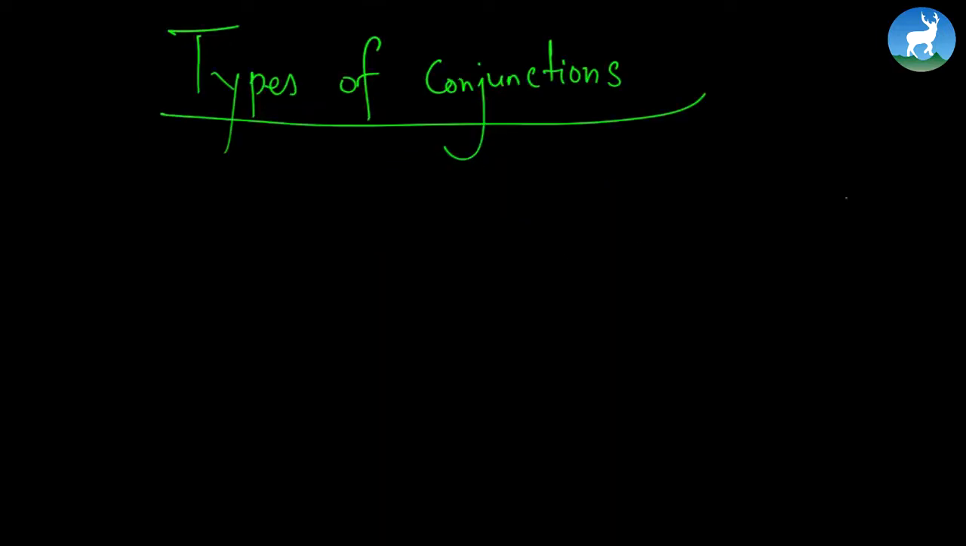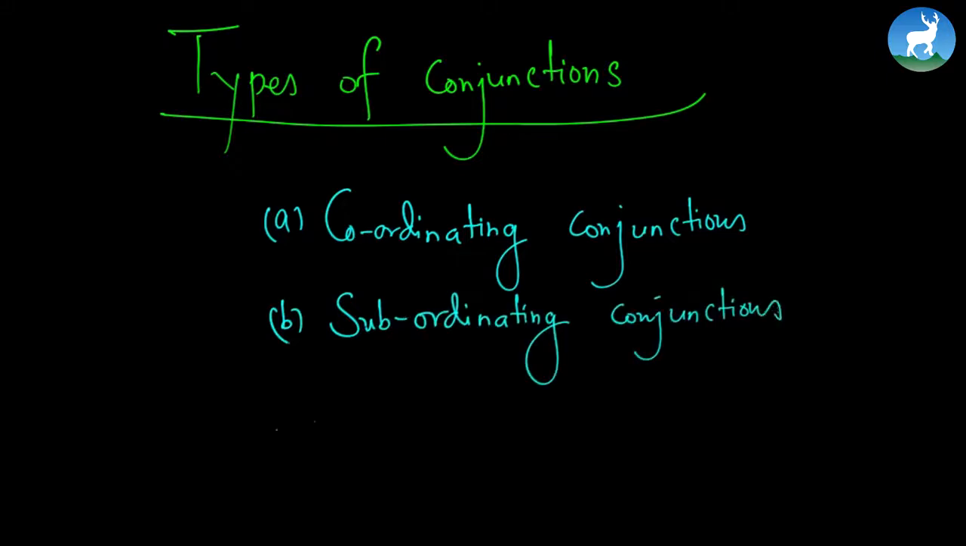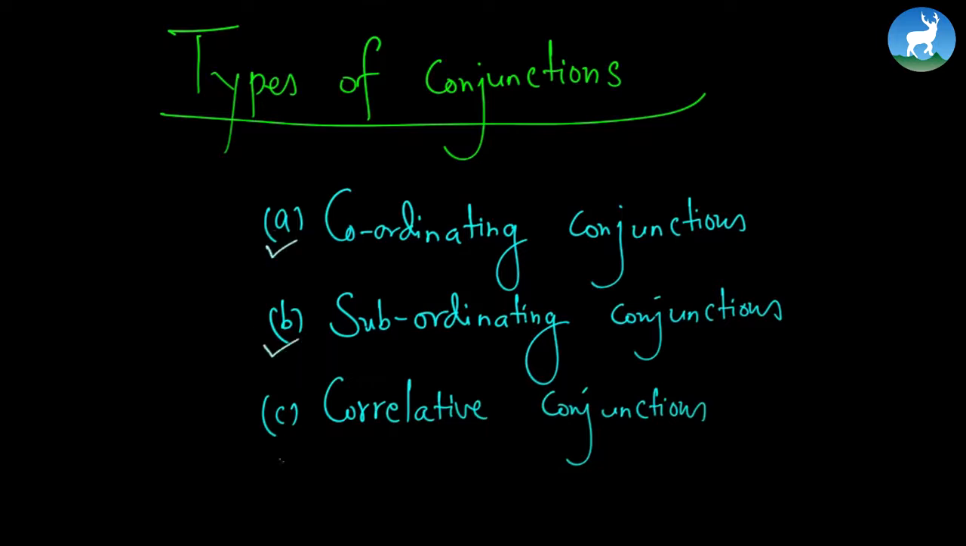There are three kinds of conjunctions based on what they join, so based on their function. The first one is what we call coordinating conjunctions. The second one is what we call subordinating conjunctions. And the last one is what we call correlative conjunctions. So we shall study these three conjunctions one by one. Let's just remember their names for now: coordinating, subordinating, and finally correlative. Let's start with the first one, coordinating conjunctions.